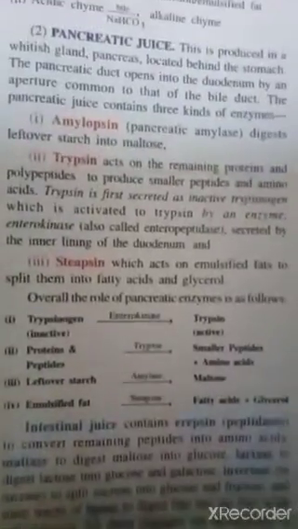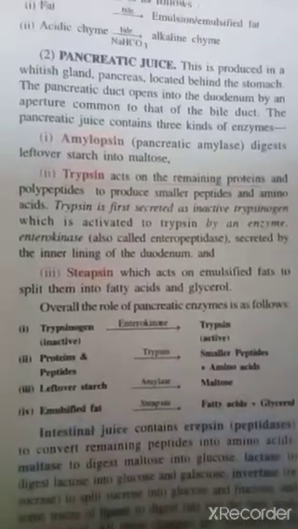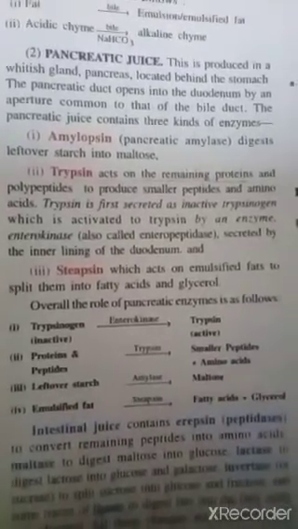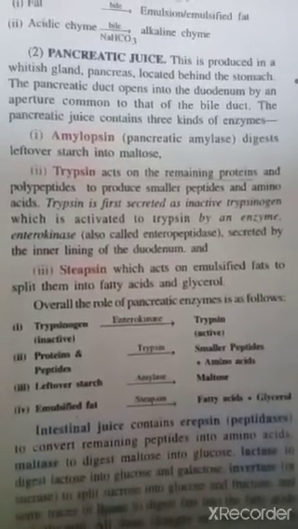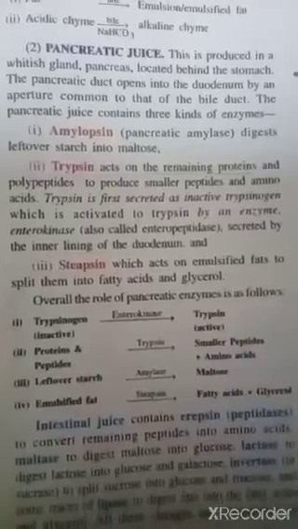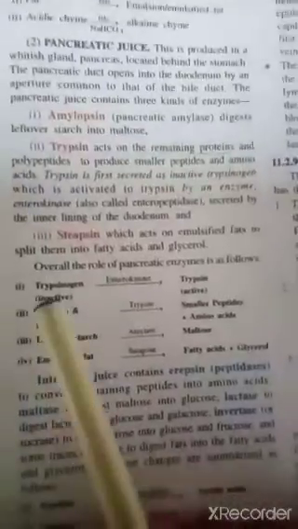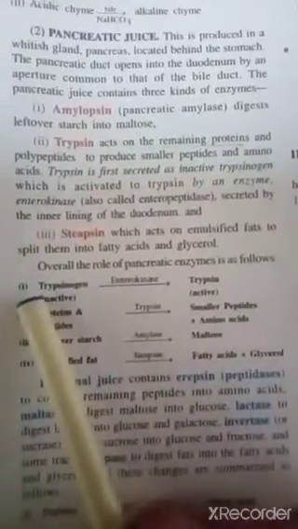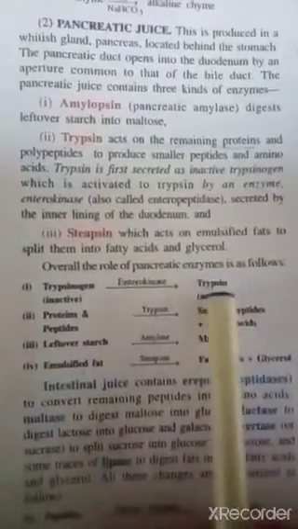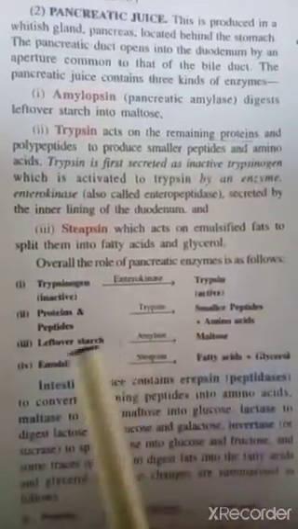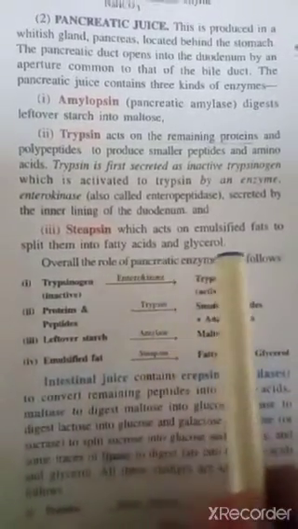Amylopsin is one of the three enzymes present in pancreatic juice, which digests leftover starch into maltose. What does trypsin do? Trypsin acts on the remaining proteins and polypeptides. Trypsin is first secreted as inactive trypsinogen, which is activated to trypsin by an enzyme called enterokinase. See, trypsinogen is firstly inactive. When the enterokinase enzyme acts on this, it is converted into trypsin, that is the active one. And steapsin acts on emulsified fats to split them into fatty acids and glycerol.